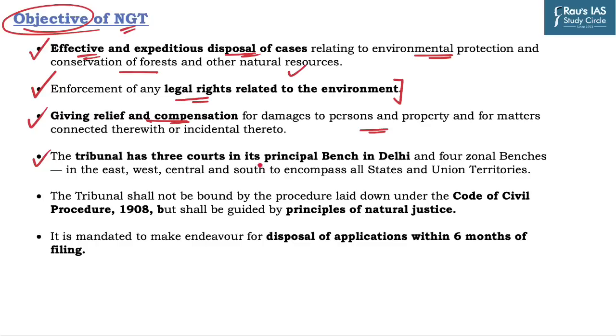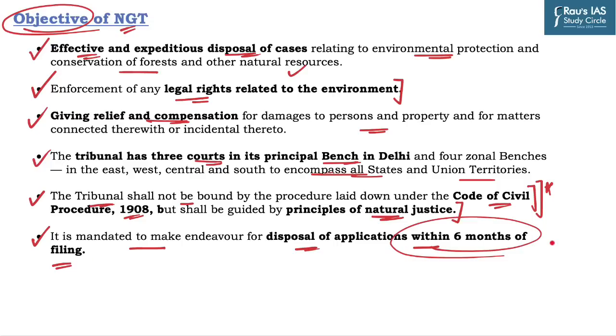The fourth one is that the tribunal has 3 courts in the principal bench in Delhi to encompass all states and union territories. The fifth one is that the tribunal shall be guided by the principles of natural justice and not bound by the Code of Civil Procedure 1908. Keep a note of this piece of information. And the last one is, it is mandated to endeavor for disposal of applications within 6 months of filing. So this fact can be asked directly in a prelims exam, that NGT sets a timeline for disposal of cases.